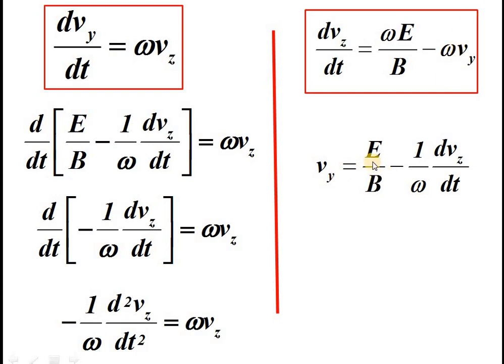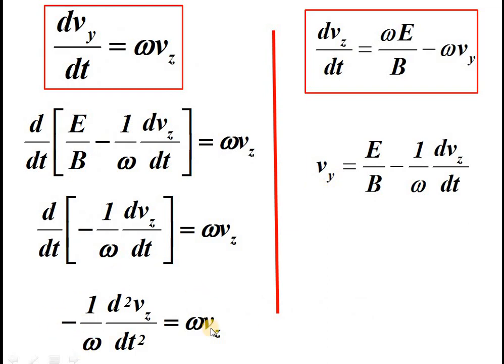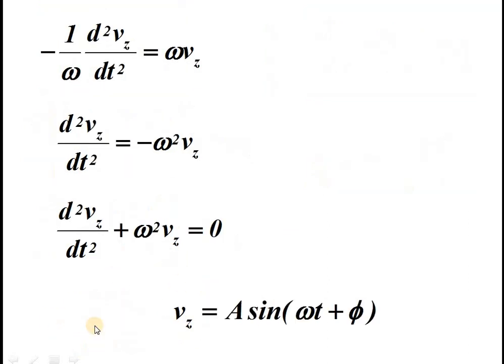Okay, so Vy becomes like this, and the Vz part: Vy is equal to E by B minus 1 by omega dVz by dt. So we rearrange for Vy. Let's see what is now done. Take the Vz from the previous slide. So this equation you take, again we can rearrange it. Take 1 by omega to this side. So we have d square Vz by dt square is equal to minus omega square Vz. Again bring this term to the left hand side. We have d square Vz by dt square plus omega square Vz equal to 0.